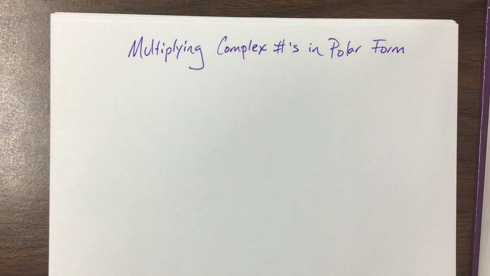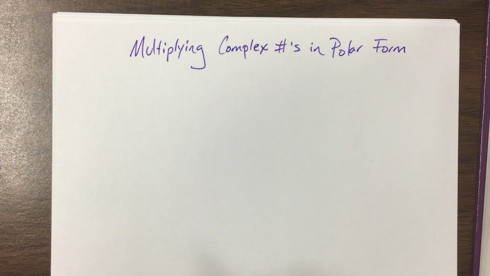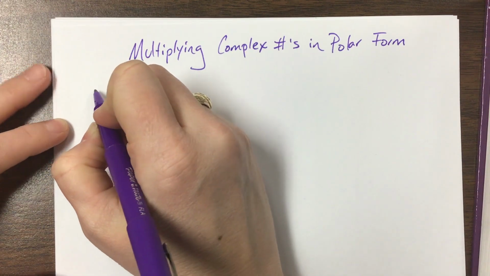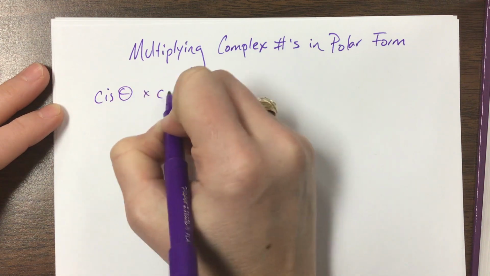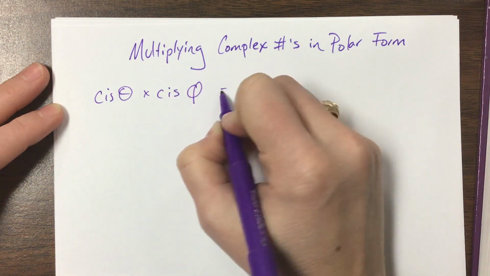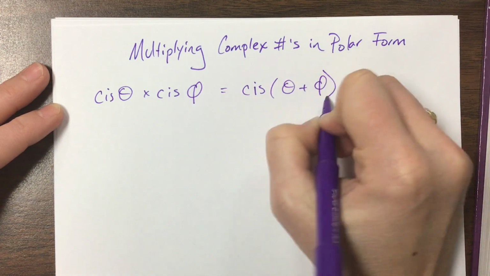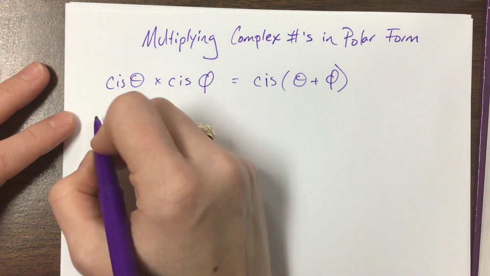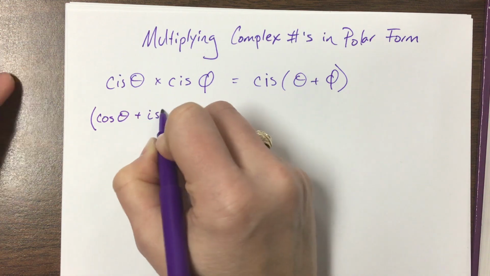Okay, let's look at multiplying numbers in polar form and multiplying complex numbers in polar form. So what we're going to do here is prove this formula, that cis of theta times cis of phi is equal to cis of theta plus phi. Looking at this, you know that cis is cosine theta plus I sine theta.